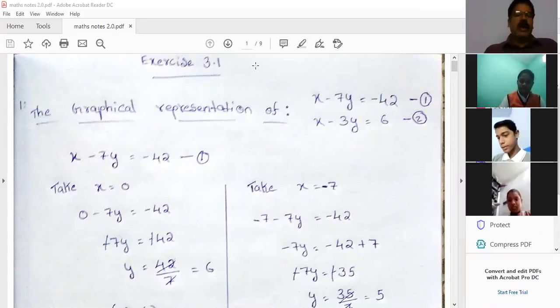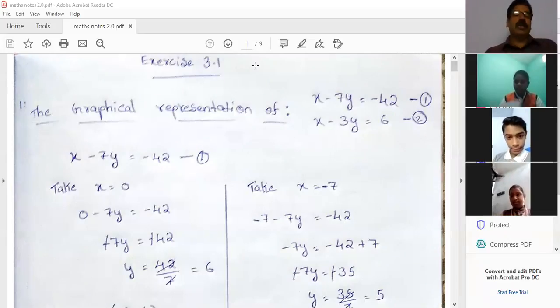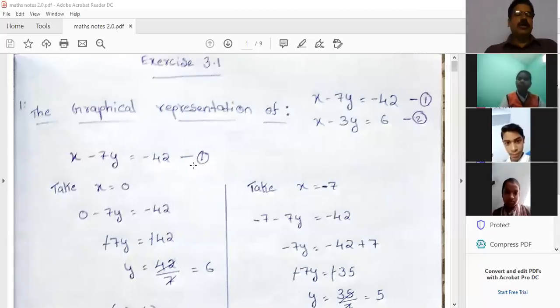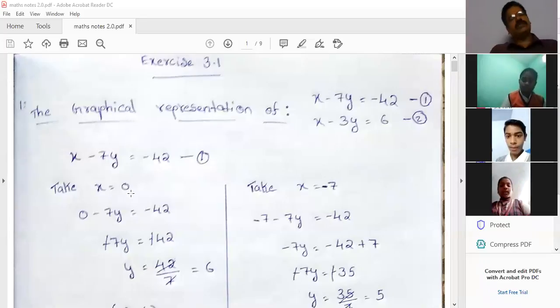Now, to draw the graph, you have to find the solutions. So the first equation is x minus 7y equal to minus 42. You give values for x, then you can get the y value. First, we can take x equal to 0. Anyway, you can also give values for y and get x values. Now x equal to 0. Substitute 0 in place of x: 0 minus 7y equal to minus 42.